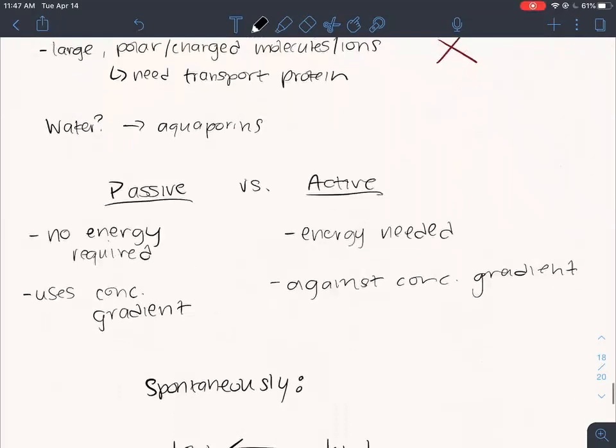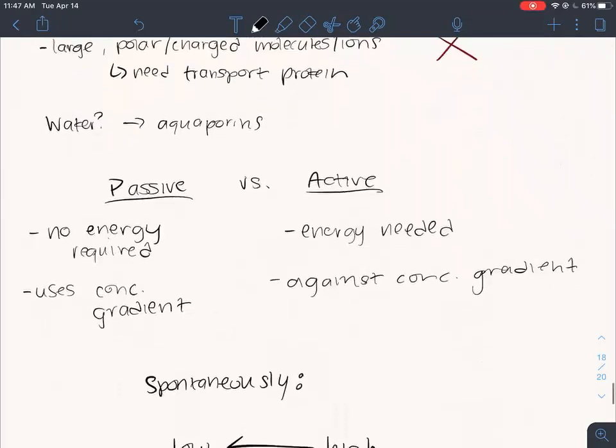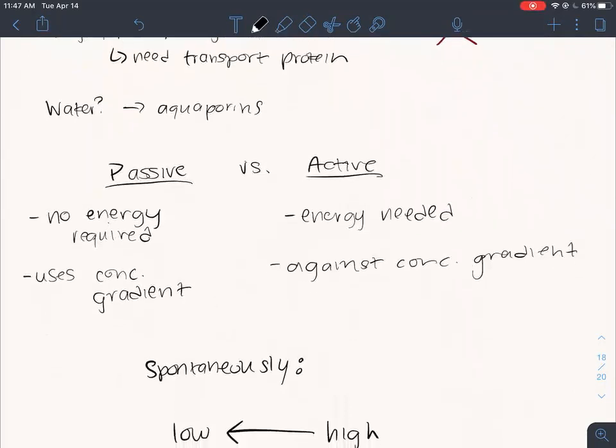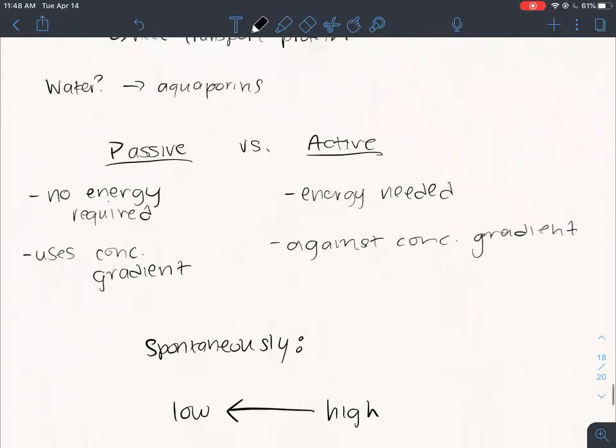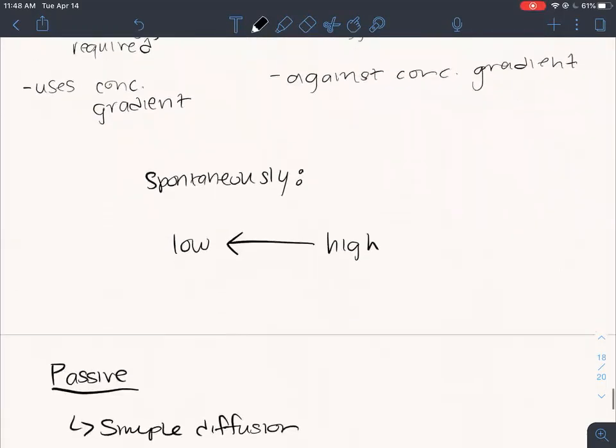So these types of transport proteins, there's two types. You have passive and you have active. And we're mostly going to talk about passive today. So passive means that you don't need any energy to move things around because it uses the concentration gradient that naturally happens, that happens spontaneously. So what happens spontaneously is that solutes with a high concentration will try to move to the place that has solutes in a lower concentration to try and even it out.